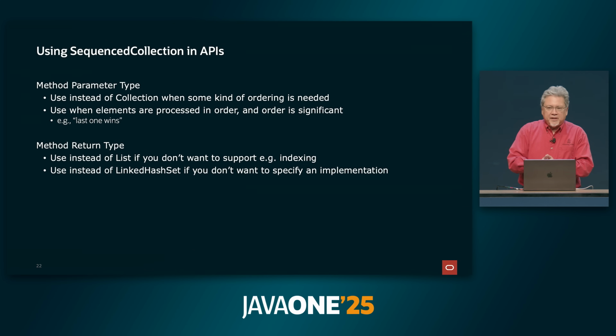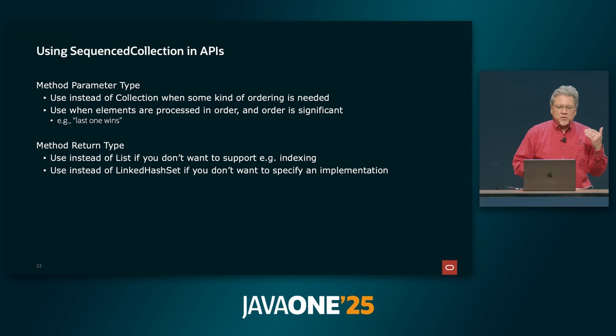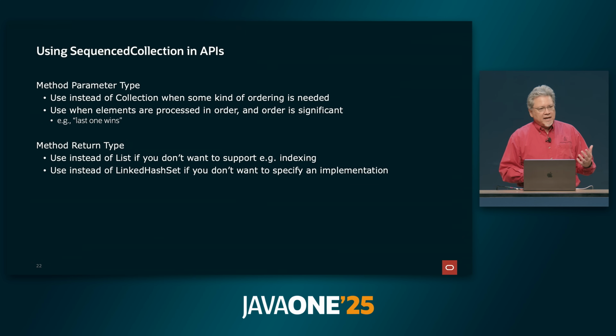Okay, so a couple things. The sequence collection interfaces are useful in APIs. If you've ever written an API where you want to pass around a collection, but you want to make sure that this collection has a defined encounter order, you could use list. But the problem is if you have something that's ordered but isn't a list, then you're going to force somebody to convert that to a list. So instead, now you can just have SequencedCollection in the API, either as a parameter type or a return type.